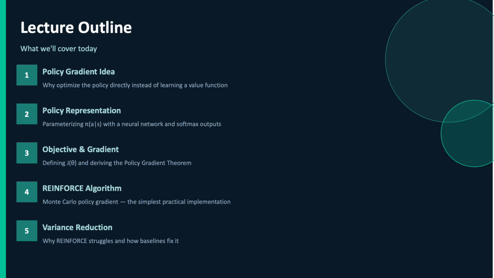The second half of the lecture is entirely about REINFORCE, the first practical algorithm that implements this idea. We'll see how it works, derive the update rule carefully, and then confront its main weakness, catastrophically high variance in the gradient estimates. The solution to that, baselines and the advantage function, sets up Lecture 10's actor-critic methods. So today's material is foundational for everything coming next.